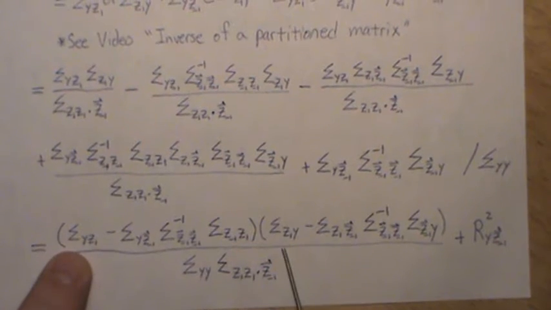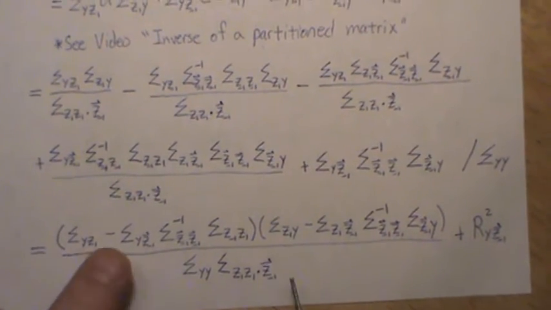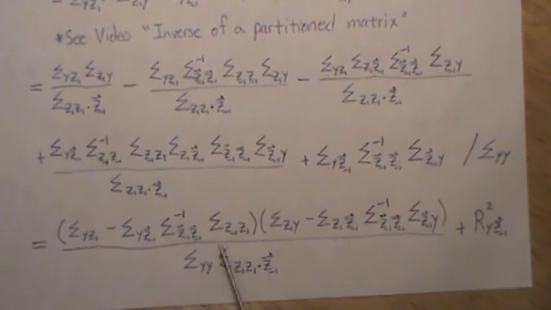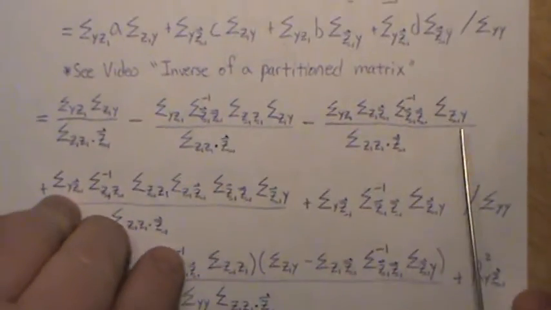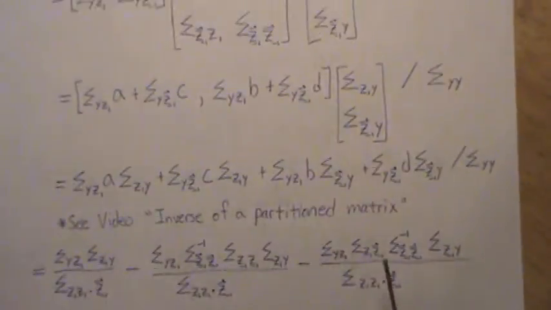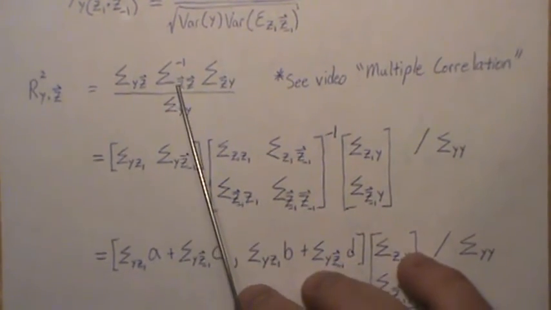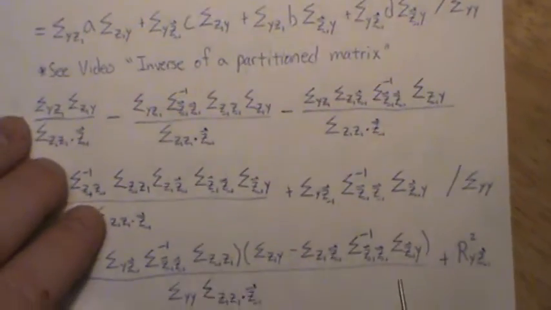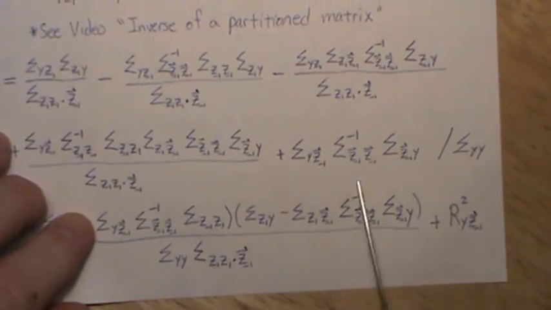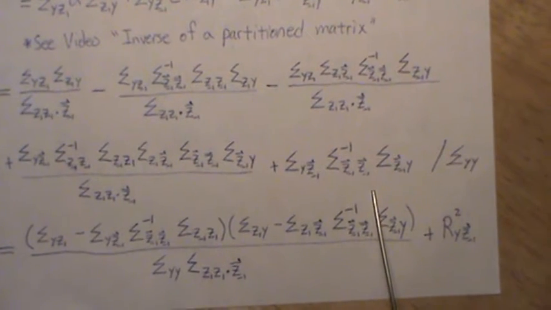So if you take this times this, that's this. And then this times that, and then this times that, and then that times that. You get this back. Now this piece here, I want to show you something that when we started, this was the multiple correlation coefficient. And so this is actually the same form, except everything's exactly the same, but we've removed z1.